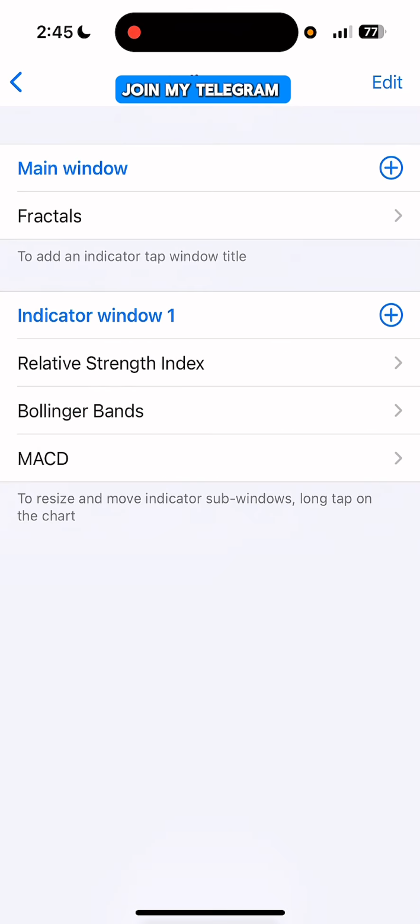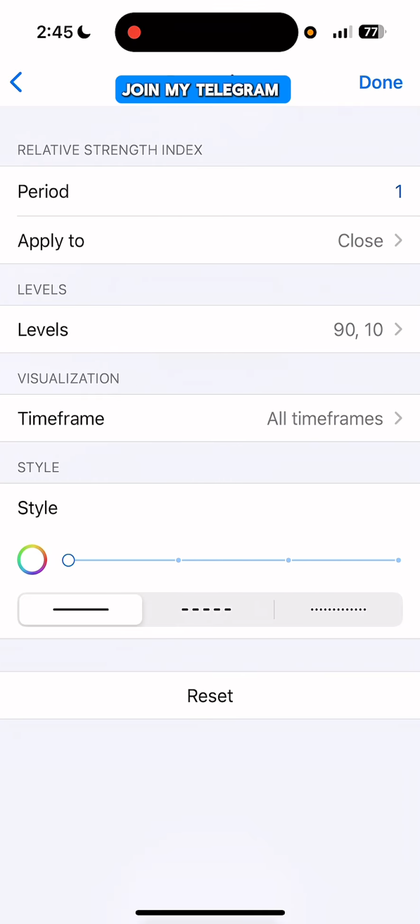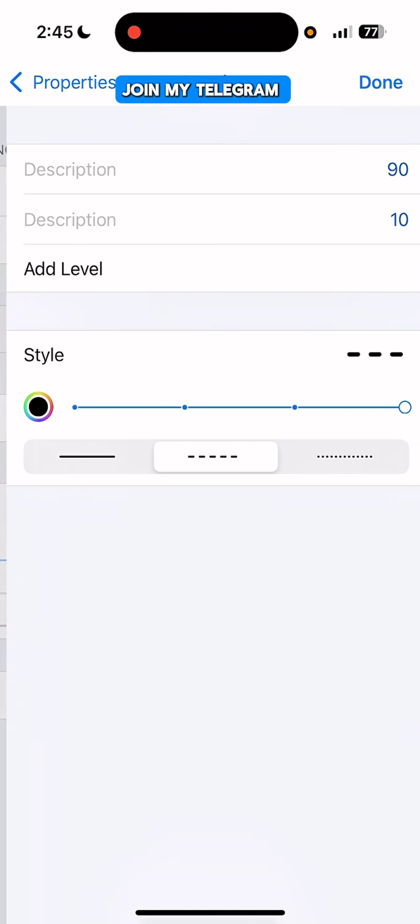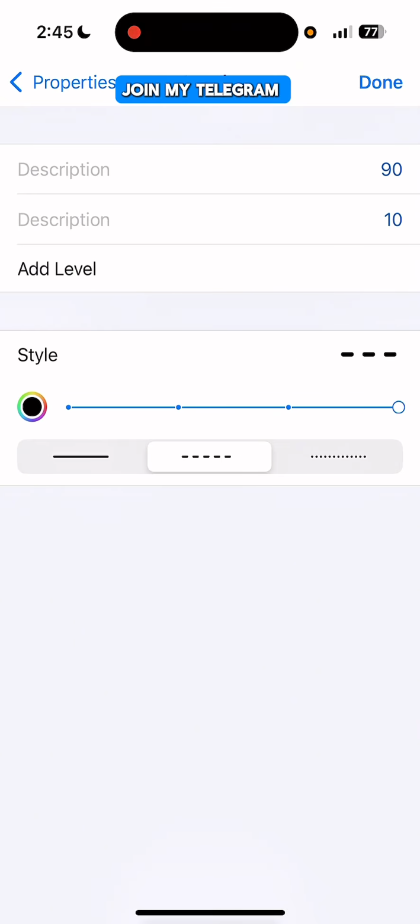Then the second indicator, you want to make sure that you put that on indicator window 1, the relative strength index. You set the period to 1, apply to close. The levels are going to be 90 and 10. Then you add 4 pixels with color black. Remember that if you're using the white background, you set the color to black, but if you're using the black, dark background, you want to set the color of the relative strength index style to white. Then you click on done.